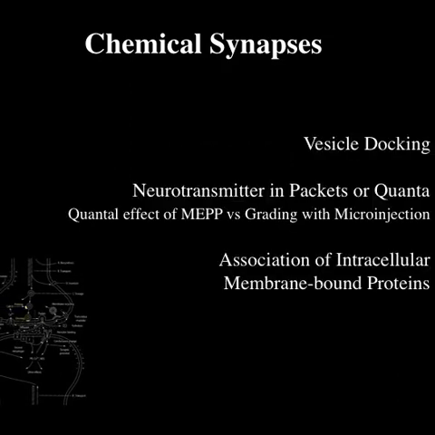The vesicles dock with the cell membrane, and they do that by associating with the intracellular portion of membrane-bound proteins. So there are proteins within the cell membrane that are sending out attractors into the synaptic knob, and when the vesicles get into those, they're attracted and they dock onto the cell membrane. And because of this vesicle system, we get neurotransmitter release in packets or quanta.